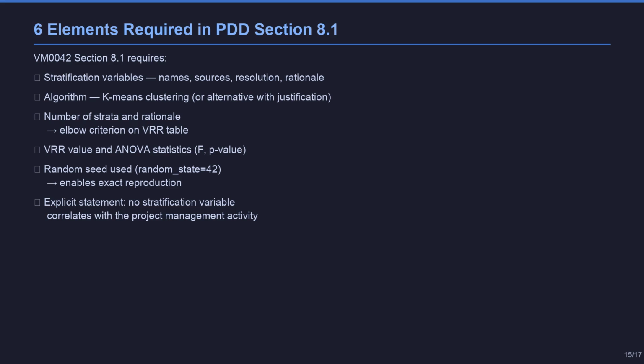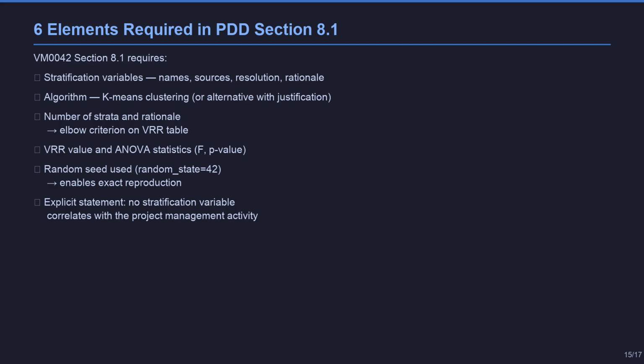First, the stratification variables: names, sources, spatial resolution, and rationale for each one. Second, the algorithm. K-means clustering with a citation or reference. If you use a different algorithm, you need a justification. Third, the number of strata and the rationale for that choice. The elbow criterion on the VRR table is the standard approach.